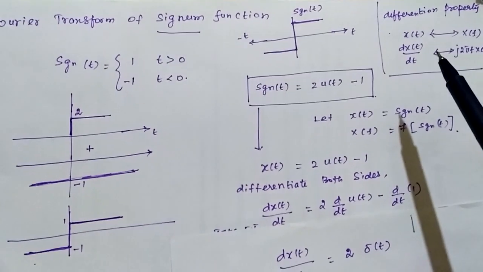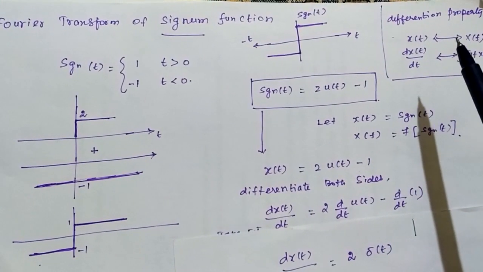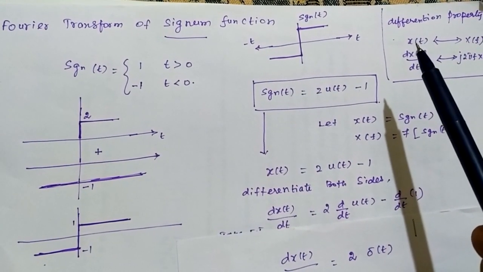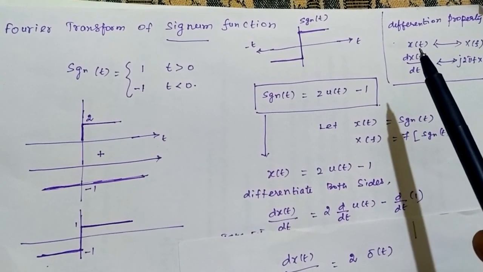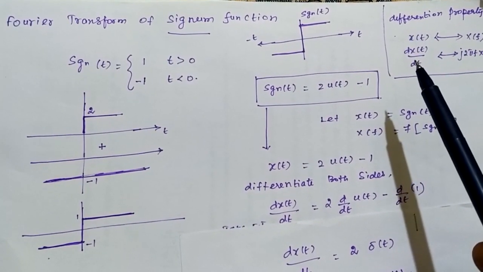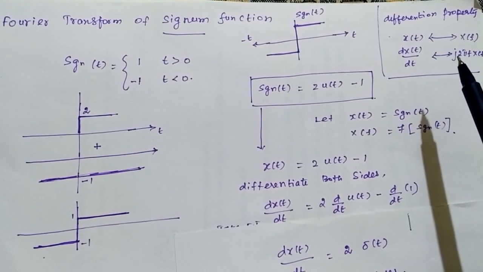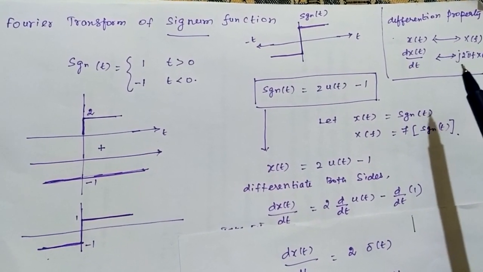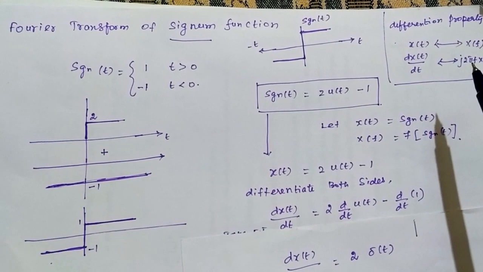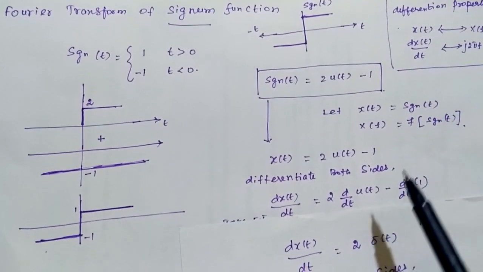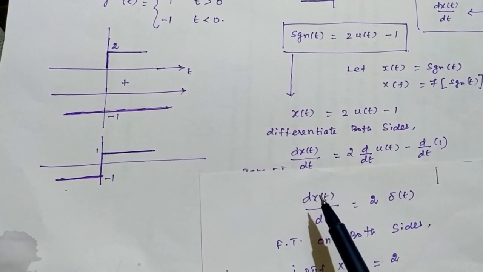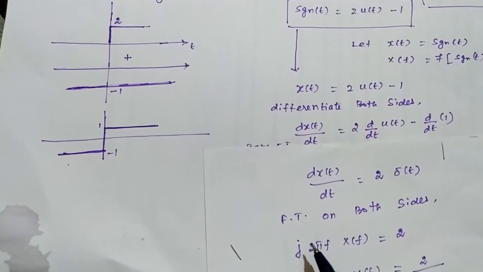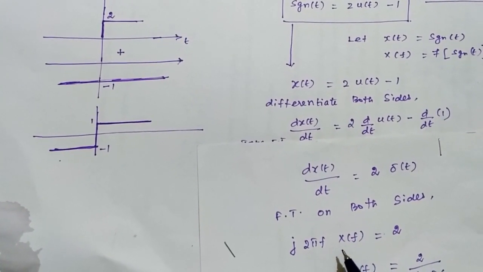Now we have the differentiation property in the Fourier transform. If x of t has Fourier transform x of f, and that signal is differentiated with respect to time, its Fourier transform is obtained by multiplying by a factor of j2 pi f. So the Fourier transform of the differentiation of x of t is j2 pi f into x of f.